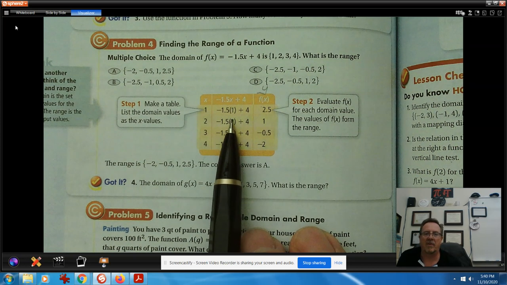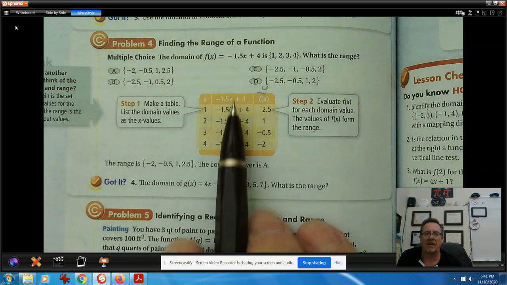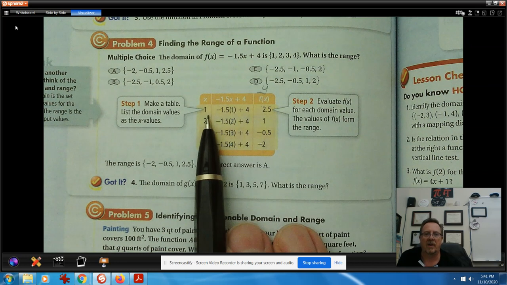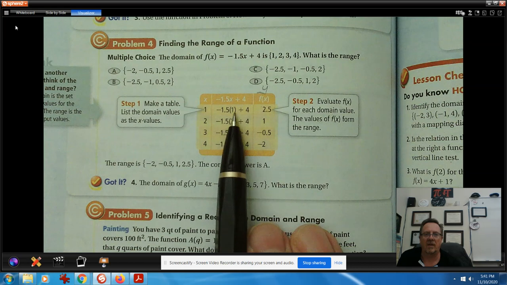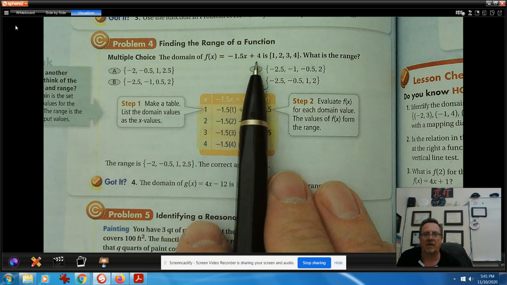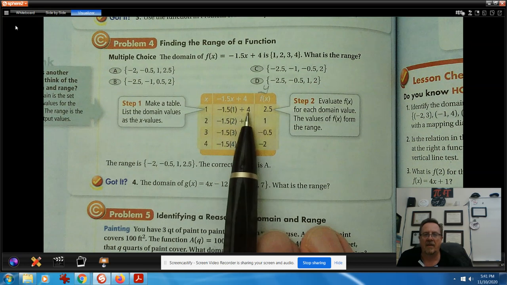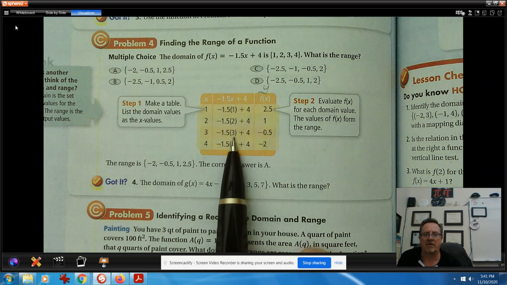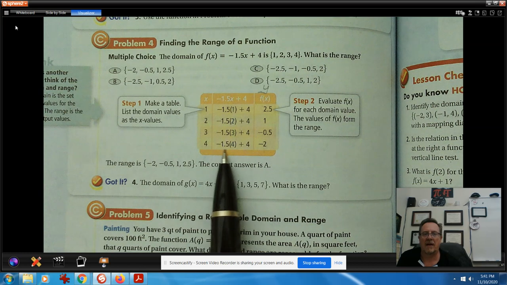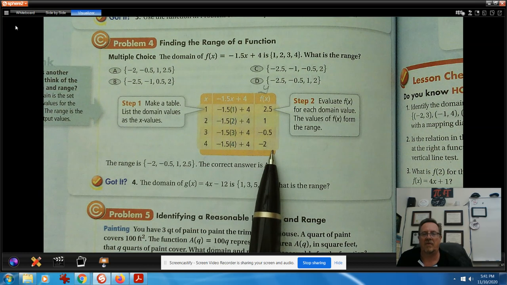Now, in the middle of their table, they're actually plugging those values in to the function. They're taking negative 1.5, multiplying it times their x value, and adding 4. So this is the actual function they're using. They're just plugging in your x values, your inputs here, to show you that when you do the math here, you get this output value.